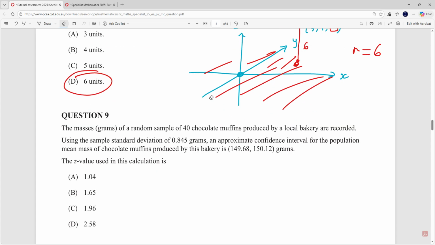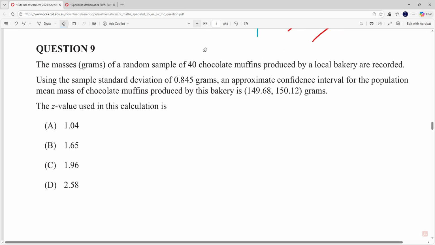Alright, let's take a look at question 9. The masses in grams of a random sample of 40 chocolate muffins. Okay, we're talking about samples, so you probably want to be looking at this formula again. The masses of a random sample of 40 chocolate muffins produced by a local bakery are recorded. Using the sample standard deviation of 0.845 grams, an approximate confidence interval for the population mean mass of chocolate muffins produced by this bakery is this. The Z value used in this calculation is.